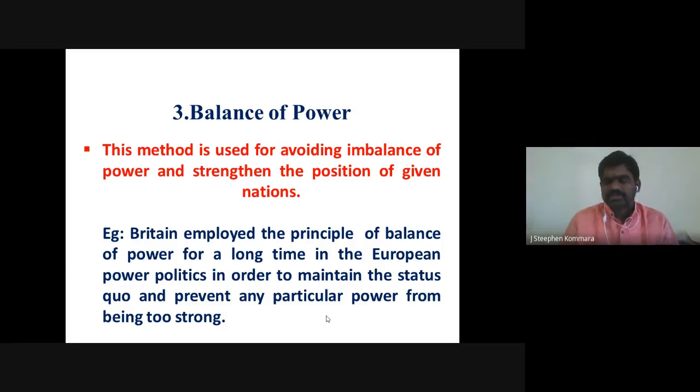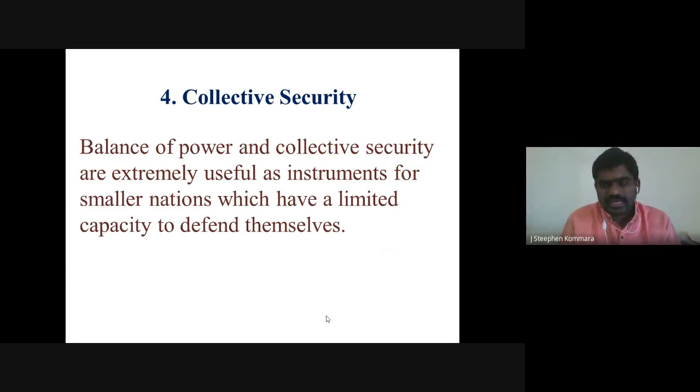This method is used for avoiding imbalance of power. Okay, next, fourth one is collective security. The principle of collective security is adopted to secure collective defense.